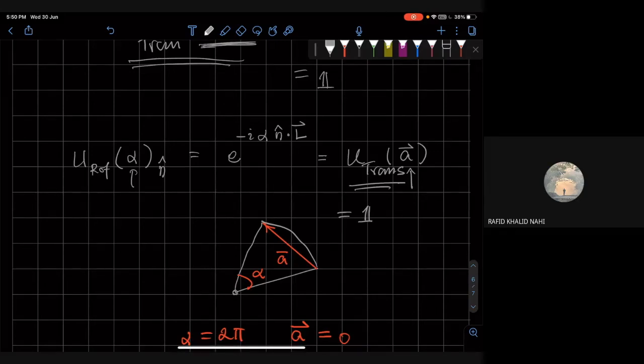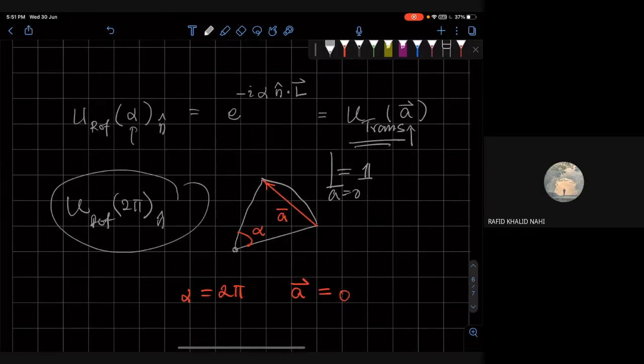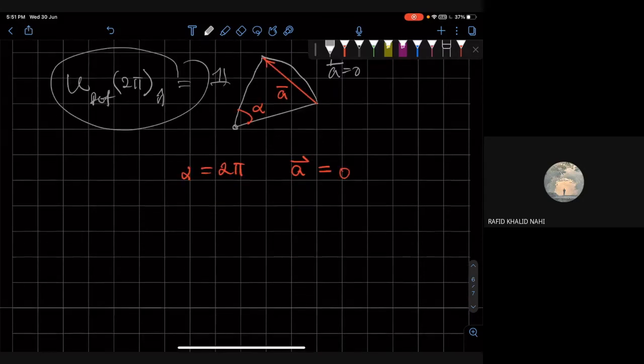In the case where A is 0, this is what it is. But in that case, what is the angle of rotation? It can be either 0 or 2 pi, right? So rotation by 2 pi should be equal to the identity operator. Do you agree? Okay. Now, what is the expression for rotation by 2 pi?